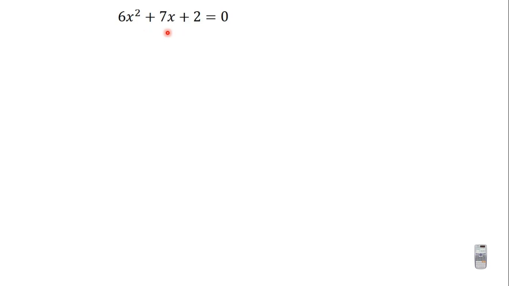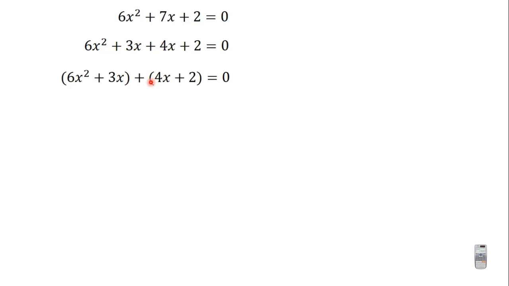Okay, so we are looking for two numbers that when you multiply, you get 12. When you add, you get 7. Those two numbers are 3 and 4. So you replace 7x with 3x and 4x. You have 6x squared plus 3x plus 4x plus 2 is equal to 0. So we are going to factorize this expression here. I'll put brackets around the first two, then I'll put brackets around these two also.